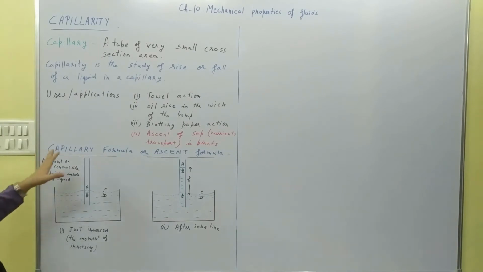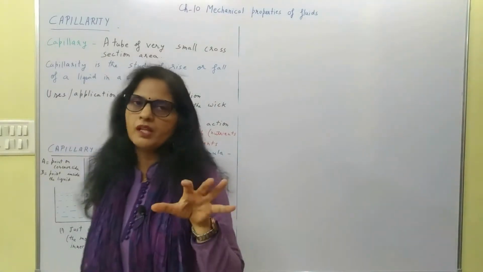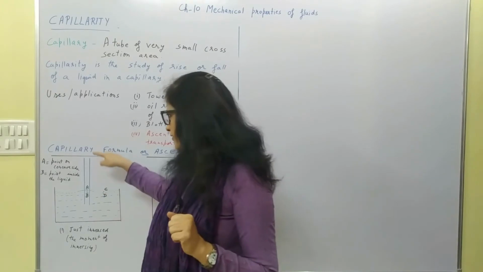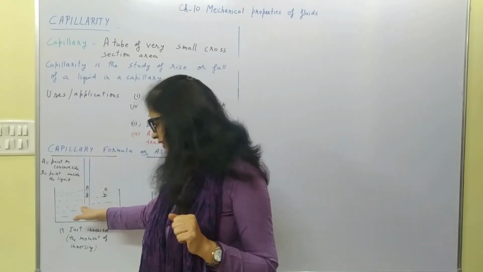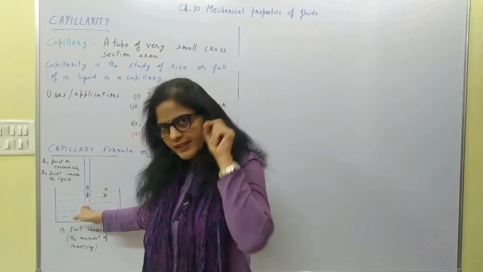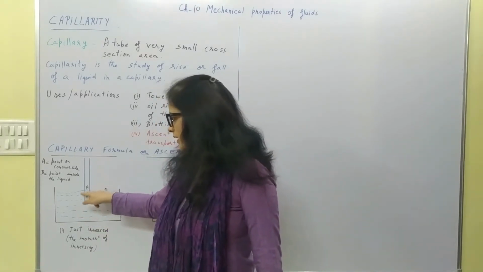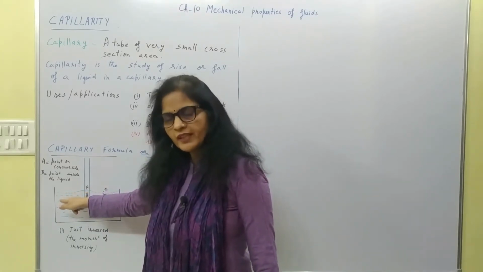Now we have to discuss the capillary formula or the ascent formula, right? So for that, let's consider that we take some liquid in a beaker, and at the instant when we place the tube of very small cross section area in the capillary, at that instant the level of the liquid will be here only as the level of the liquid in the beaker.